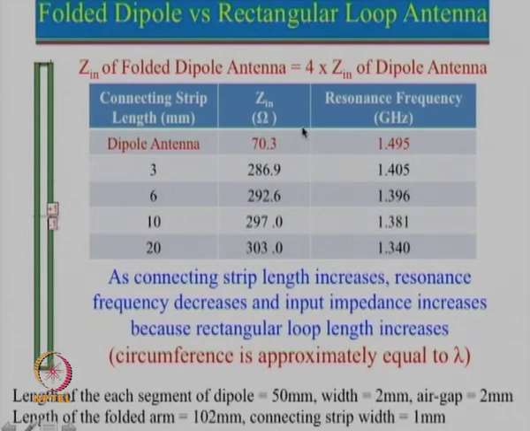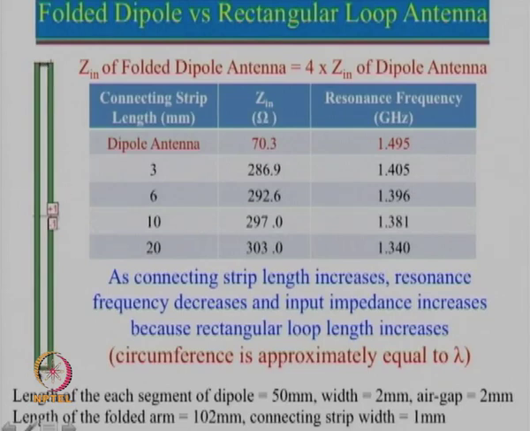Now, this phenomenon cannot be explained only by this expression over here. Also, if we notice, as we keep on increasing the strip length 3, 6, 10, what is happening? We can see that the resonance frequency is decreasing. Again, that phenomenon cannot be explained by just this particular expression here. However, this phenomenon can be very easily explained if we assume that this whole thing is now acting as a loop antenna. Then when this connecting strip length is increasing, what will happen?